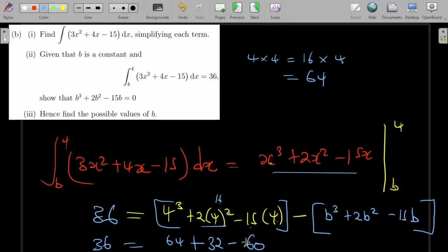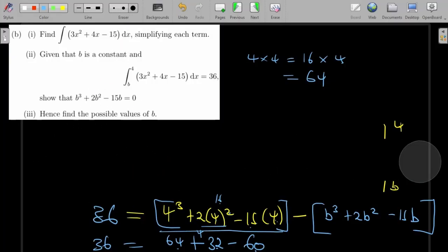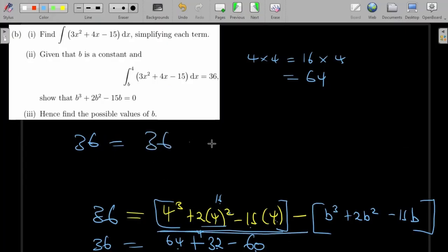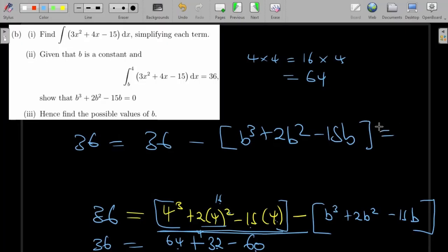So here I can say 64 minus 60 gives me 4, and then that 4 plus this 32, I'm going to get 36. So it means this whole expression here becomes 36. I can write it on top here. So that expression is 36, and then I have minus b to the power 3 plus 2b squared minus 15b, equals to, oh no, it's not equal to anything. That's just the end there.